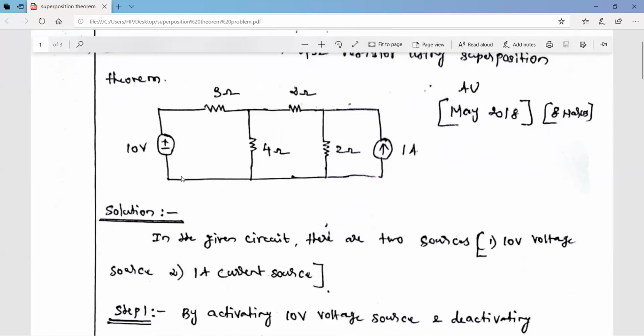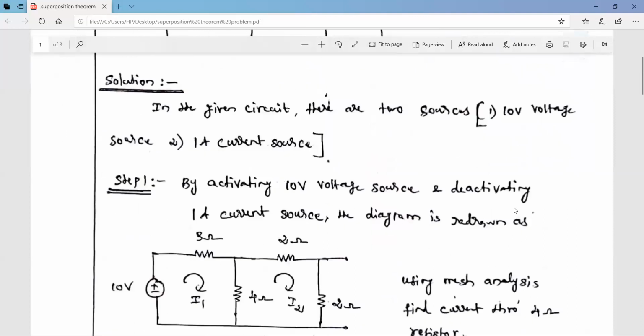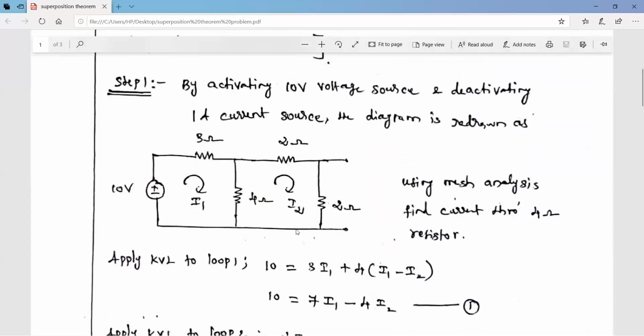So we have to assume this 10 volt battery is active in nature and we have to make this current source 0. But if the current source is 0, this branch is said to be open circuited. Now we have to draw the diagram. The diagram is reduced to this 10 volt, 3, 4, this 2 ohm. Here, instead of this current source we may put an open circuit, since in an open circuit the current value is 0. If a current source is there, we have to open circuit that particular current source.